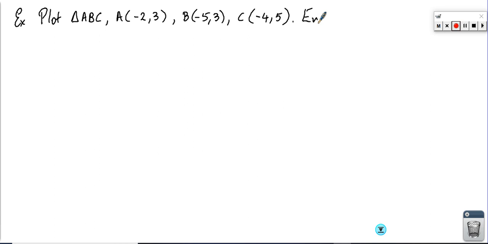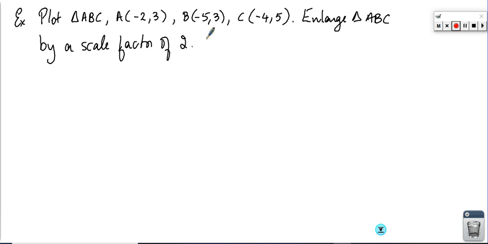Enlarge triangle ABC by a scale factor of 2 from the point (-7, 5). So that is going to be our problem.